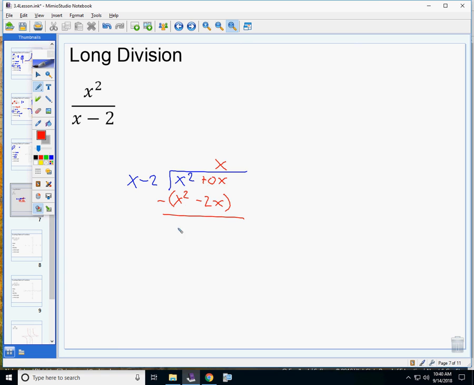So x squared minus x squared is 0. 0x minus negative 2x, so minus a negative, that's plus. So we get 2x. Now we take the next part and we divide. So 2x divided by x, and that gets an answer of 2, so plus 2. Which means our oblique asymptote is y equals x plus 2.